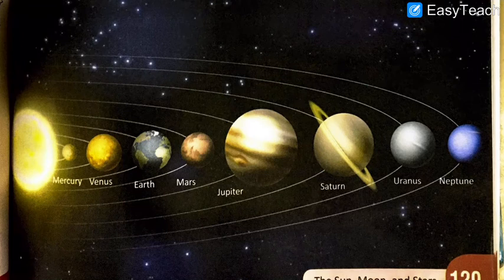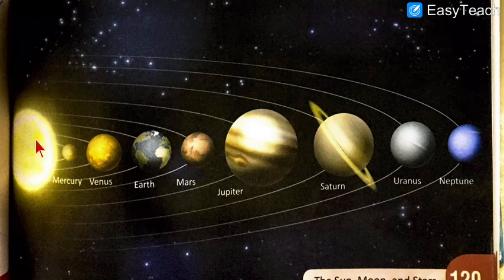See, Jupiter, Saturn, Uranus, these are almost equal or greater in size compared to Earth. Jupiter is the biggest one. So, our Earth comes third in number if we count from the Sun.